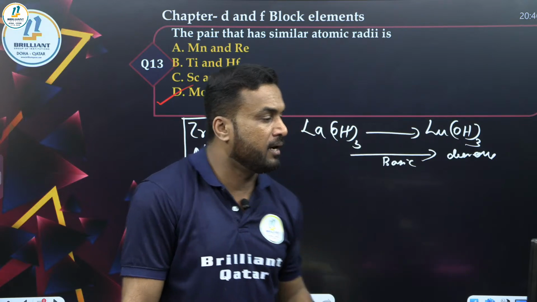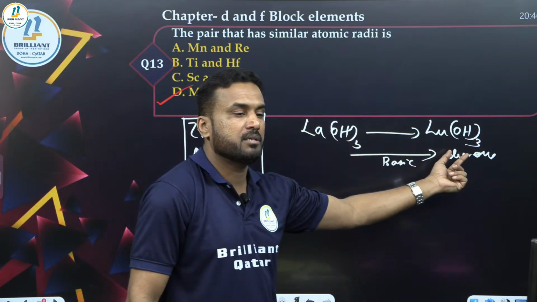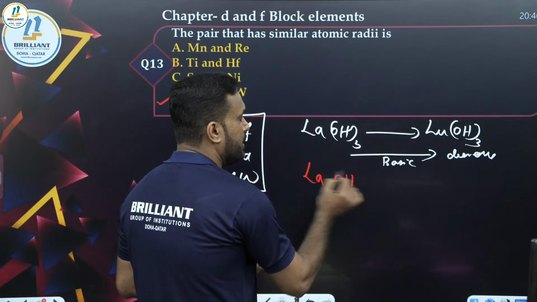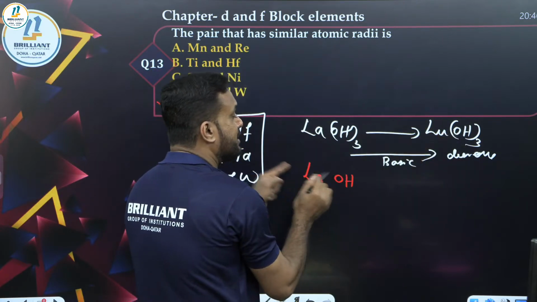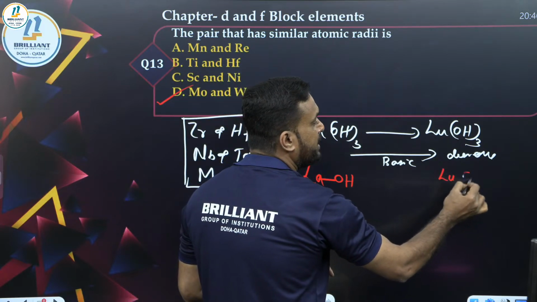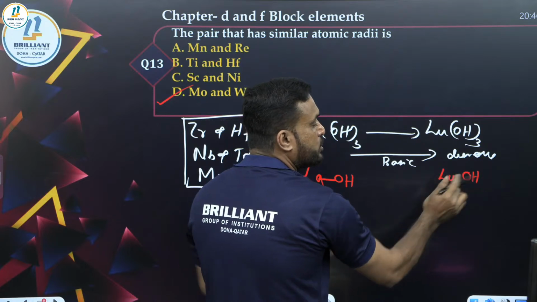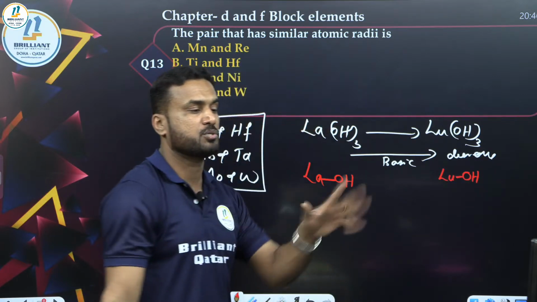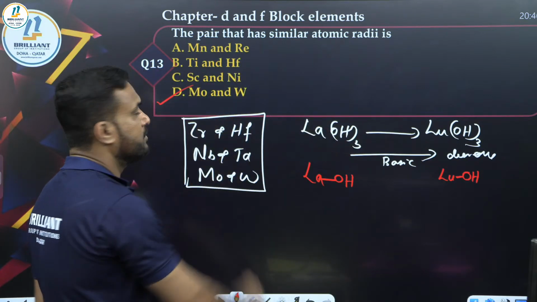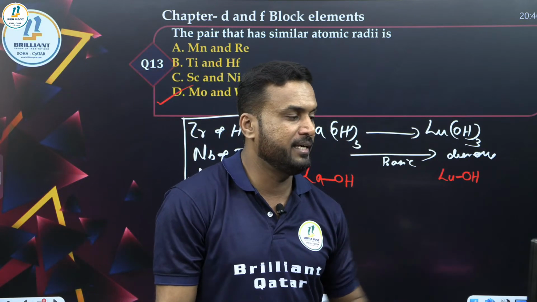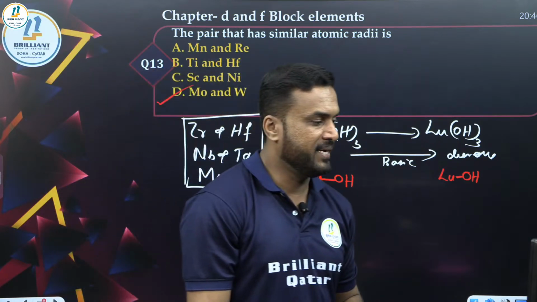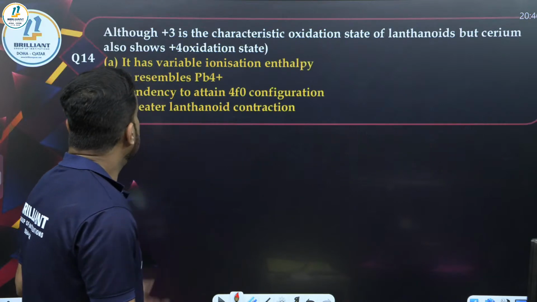In Lu(OH)3, the bond, because here the size is smaller. OH has a similar size in both, no? Lanthanum and OH: here OH has the same size, but lanthanum is large, so the bond length will be longer. Here Lu is small, meaning the atom will be very close to OH and the bond will be shorter. Shorter bonds are stronger. Hope you understood. Now we will move on to the next one. Correct option is D. Ansh, you got the idea, right? Yes, okay. So we will move to the 14th one.